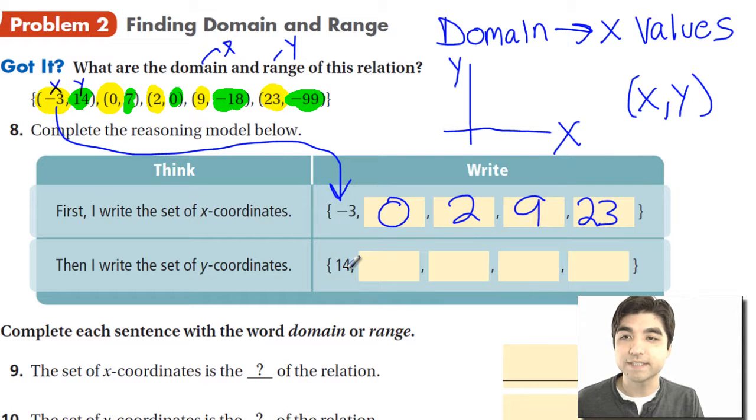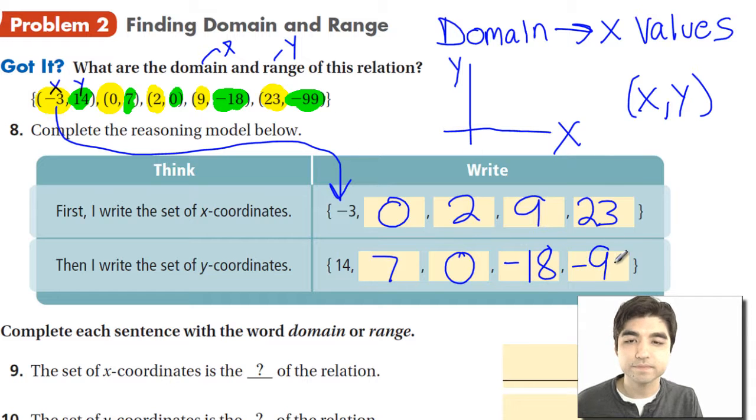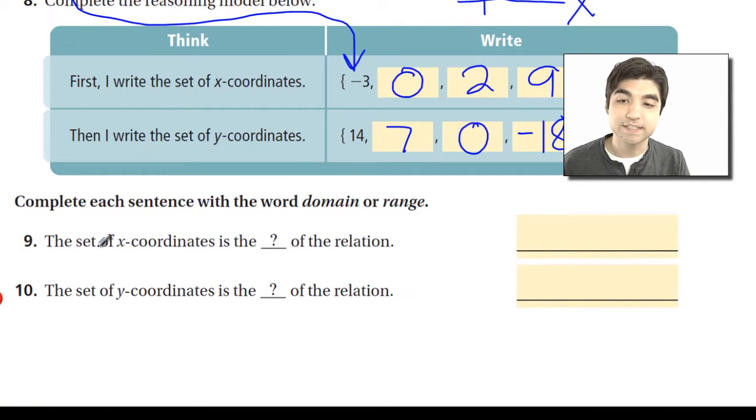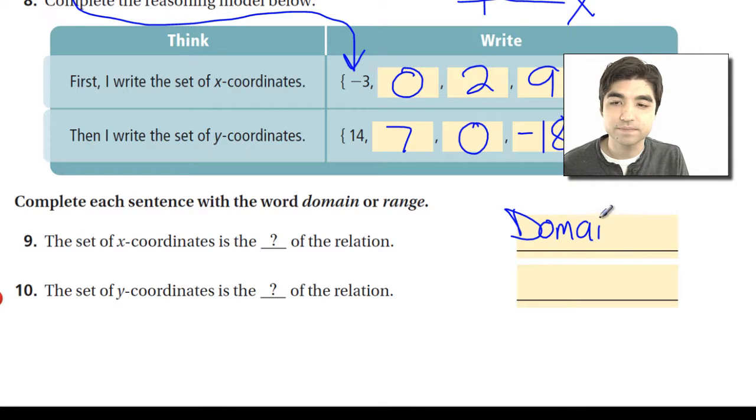So we got 14, 7. So these are all the ones in green. 0 and -18. And -99. Then it says complete each sentence with the word domain or range. So the set of x coordinates is the domain of the relation, and the set of y coordinates is the range.